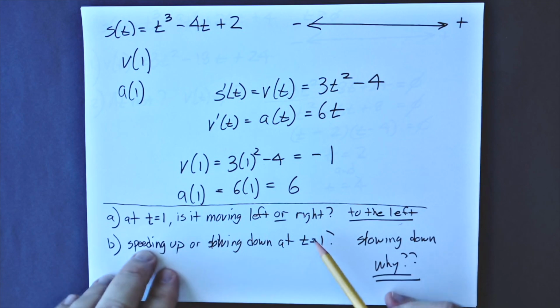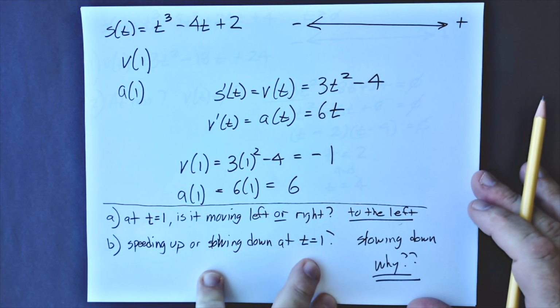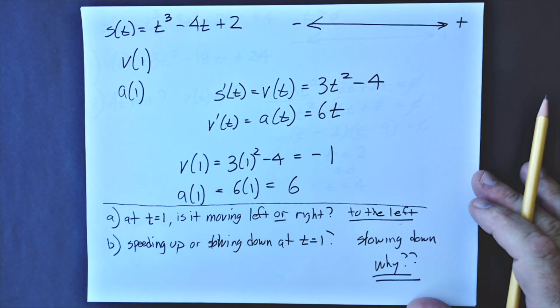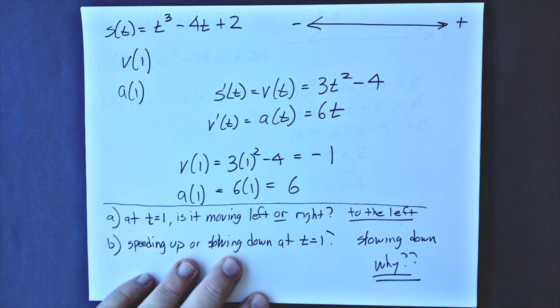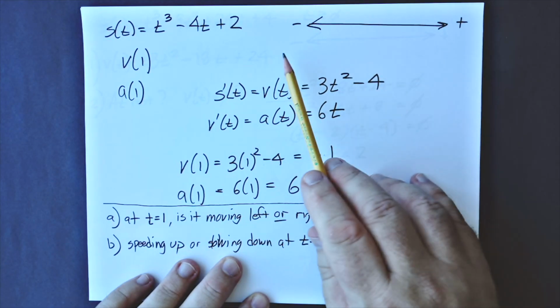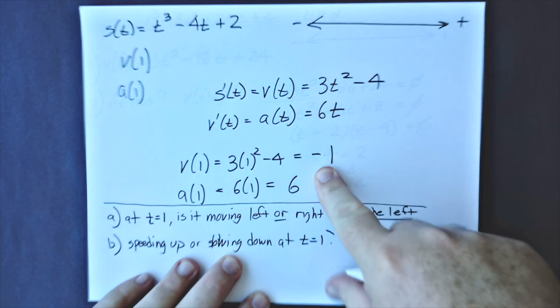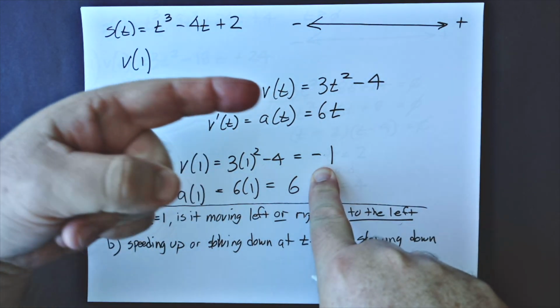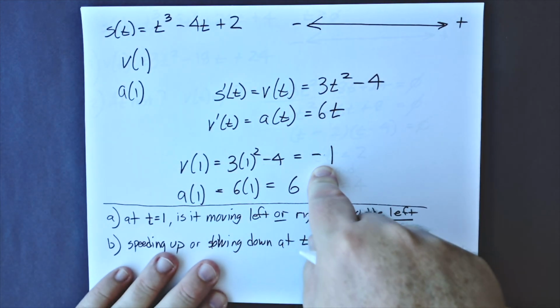And at that same time, is it speeding up or slowing down at t equals 1? Well, acceleration is a change in speed. So if it's speeding up or slowing down, there's an acceleration. But we have to decide, is that acceleration moving with the velocity or against the velocity? If I'm moving in a negative direction and I have negative acceleration, that means I'm picking up speed in this direction. If I have negative velocity and I have positive acceleration, that means I'm picking up speed in this direction, which means you would be slowing down.